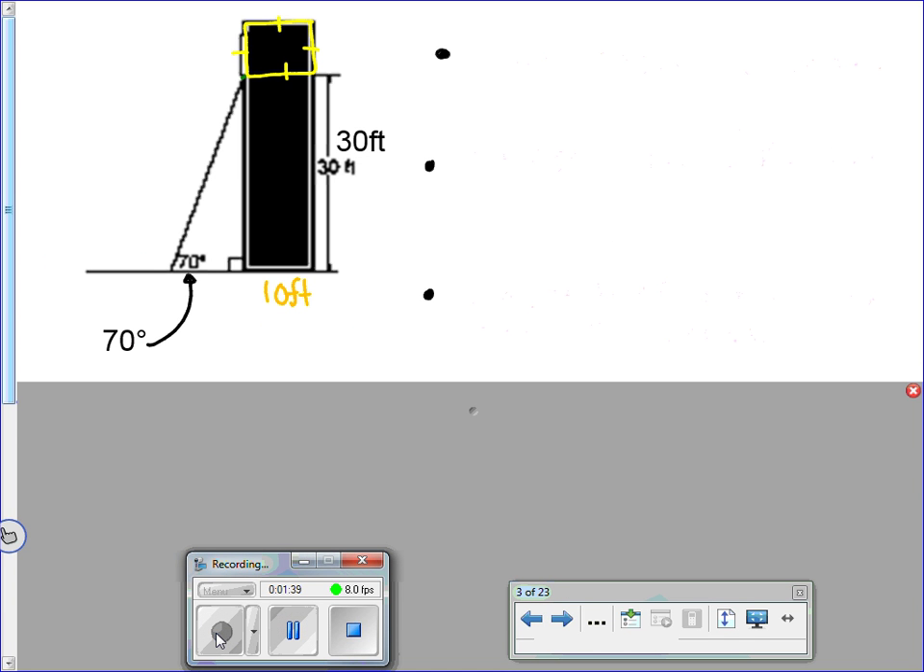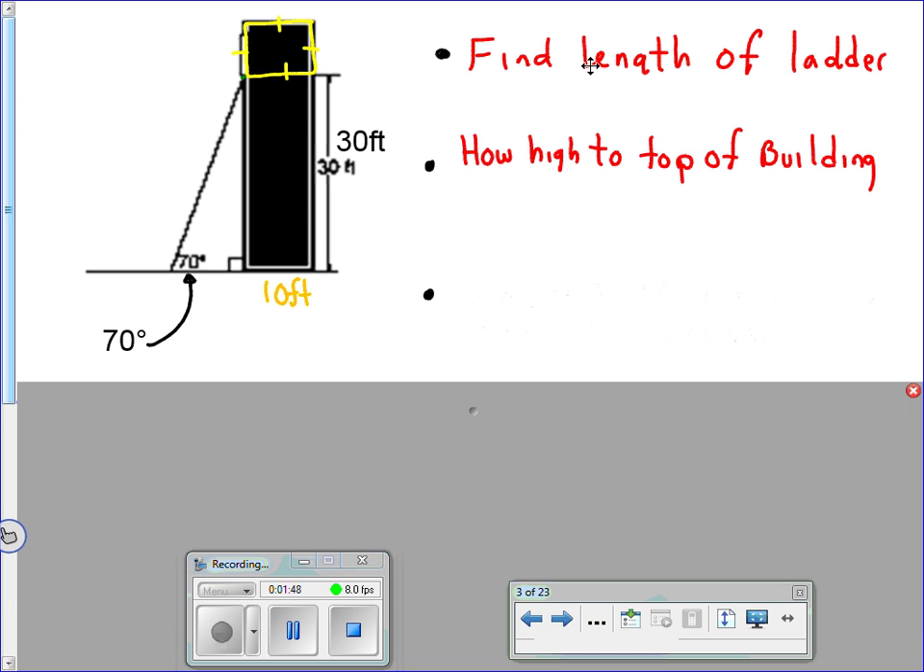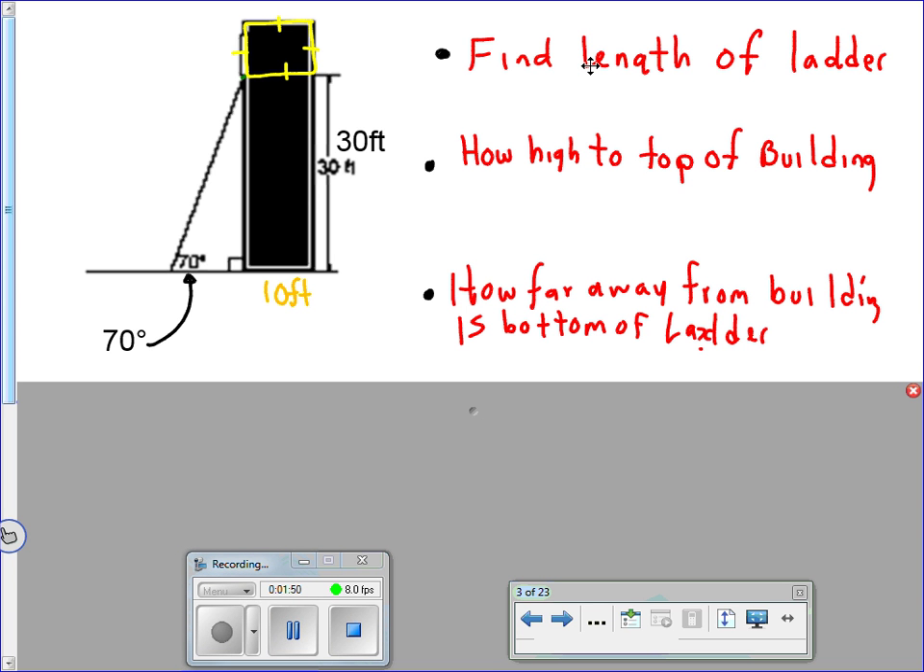All right, put me on pause and see if you can think of the questions. All right, put me on pause and see if you can do those problems on your own and come back and check your work.